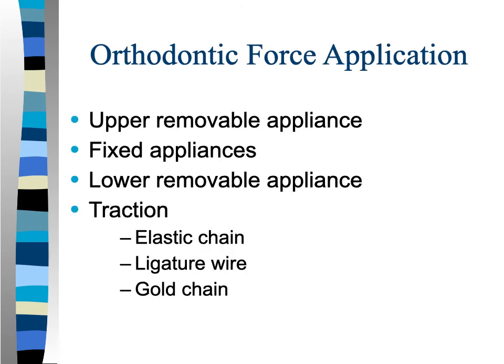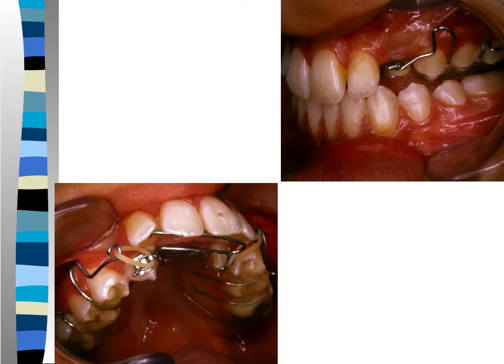So once you've got your canine, you have an attachment to it, or the canine has erupted palatally, you want to apply an orthodontic force to it to get it in line, to try to line it in the oral cavity. And the ways you can apply a force is using an upper removable appliance, fixed appliances, or a lower removable appliance, and the traction is done with an elastic chain, ligature wire, and as I told you, also a gold chain. Here are some examples.